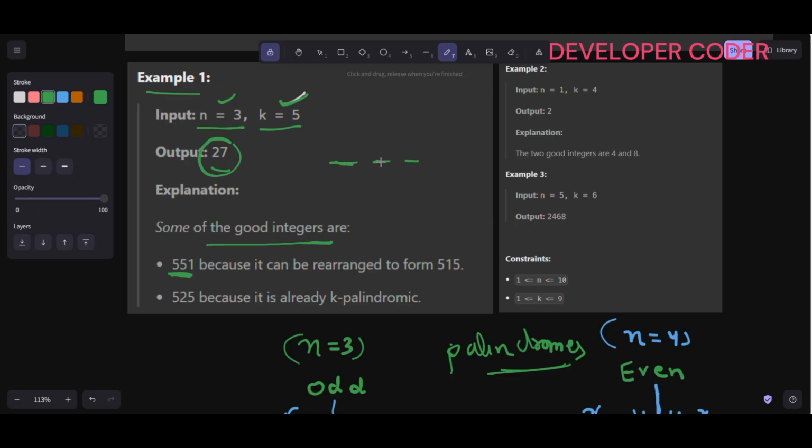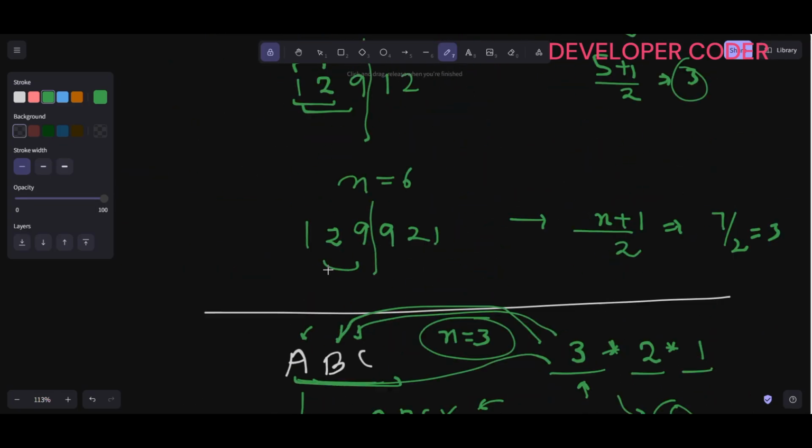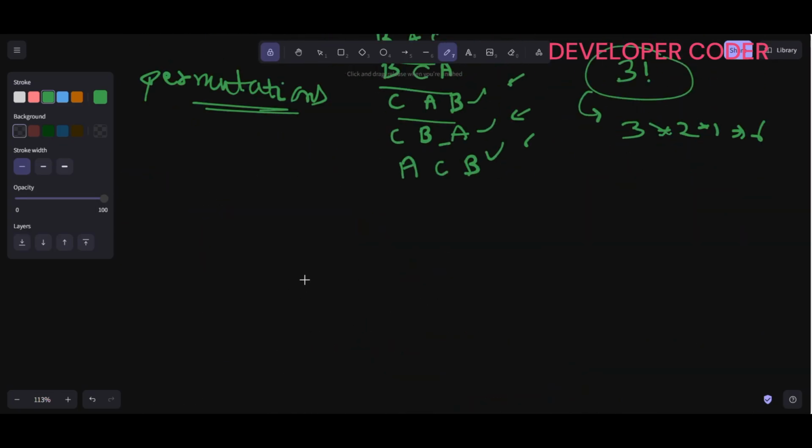3 digit numbers we have to find out which are good. You already know the definition of good. First, the number should be palindromic. If we rearrange the digits of that particular number, it should be divisible by k to make it k palindromic. If these conditions are satisfied, then that particular integer is good. So it is saying that 551 is a good integer. Why 551? First of all, it arranged it like this: 515. Then it divides this number by k, and it is completely divisible. That's the premise that makes it a good integer. So, 515.